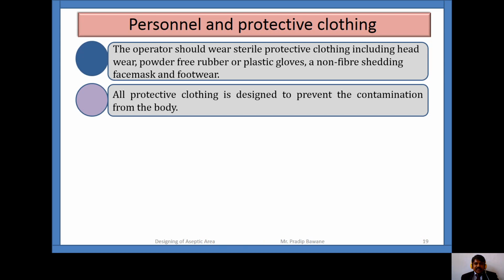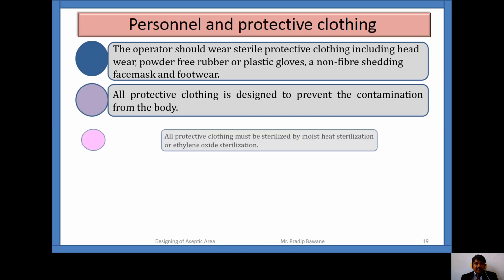So whatever skin scale formation may be there, or whatever dead tissues may get suspended in the air, that has to be prevented by wearing the protective clothing when you are working under the aseptic areas.